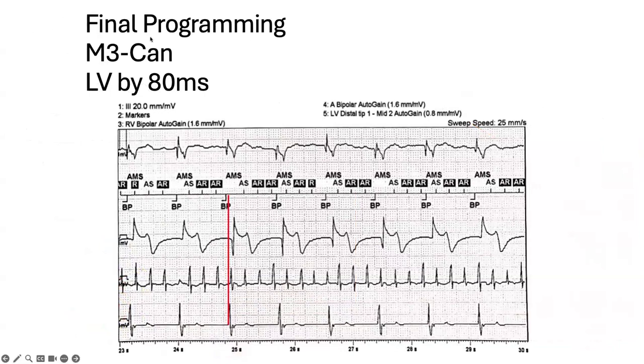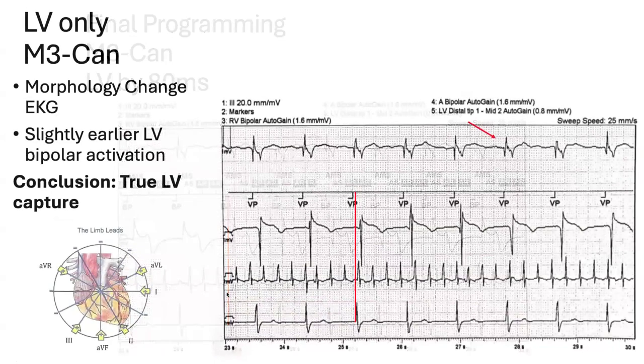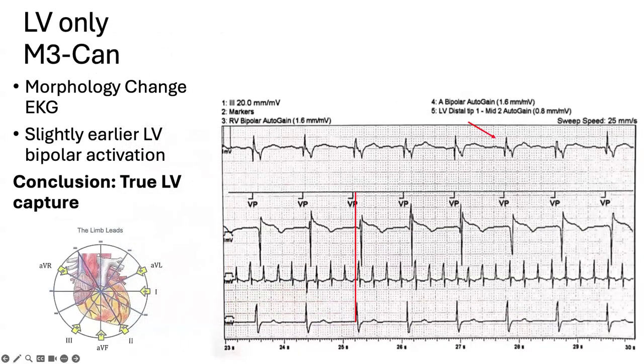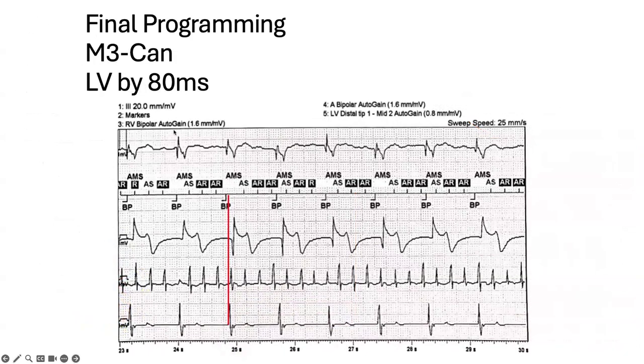And then the final programming, M3 to CAN, LV first by 80 milliseconds. So you can see this here. If you're really concerned about a dependent patient, for example, you can do this programming with a wide LV-RV offset instead of doing LV only, and it can give you the same results. Anybody have any input on that?